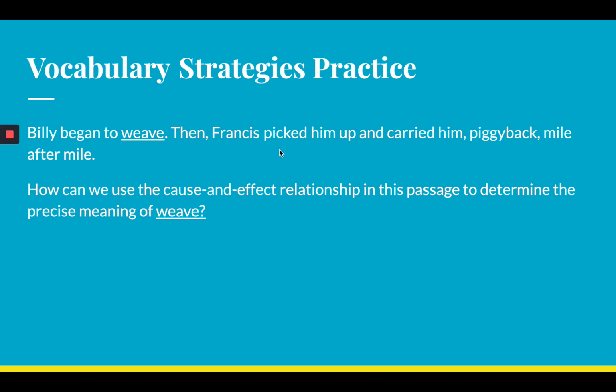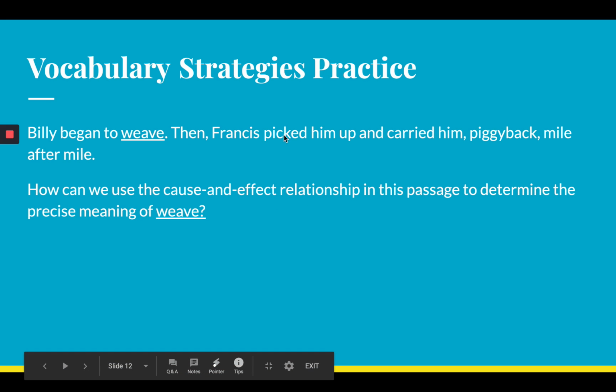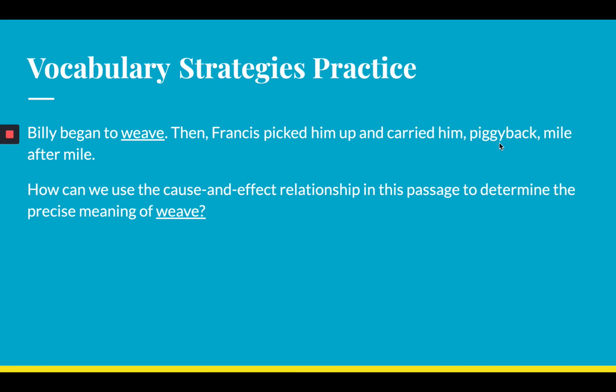All right, so the context clues that I found were picked him up, carried him, piggyback. So those are telling me that Billy was not able to walk on his own, or he was not able to walk in a straight line. He was not able to do it by himself, so Francis had to pick him up and carry him. So that must mean that weave means to be a little wobbly on your feet or not able to walk on your own. That is how we can use context to figure out the words in our text that have different shades of meaning. Awesome job. Let's keep going.